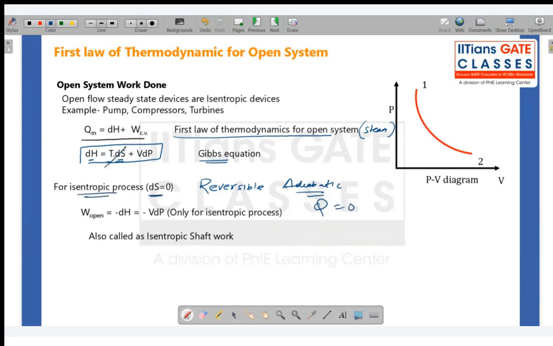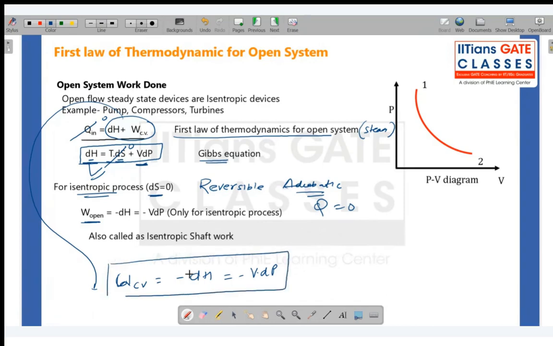So in this equation, if dS is equal to zero, and in this equation, if Q is equal to zero, and if I replace dH by VdP, then from this equation I can write control volume work is equal to minus dH, and then by this equation it is equal to minus VdP. But you can only apply this in the case of turbines and compressors, because turbines and compressors are 99% isentropic. In the question they will give you isentropic.